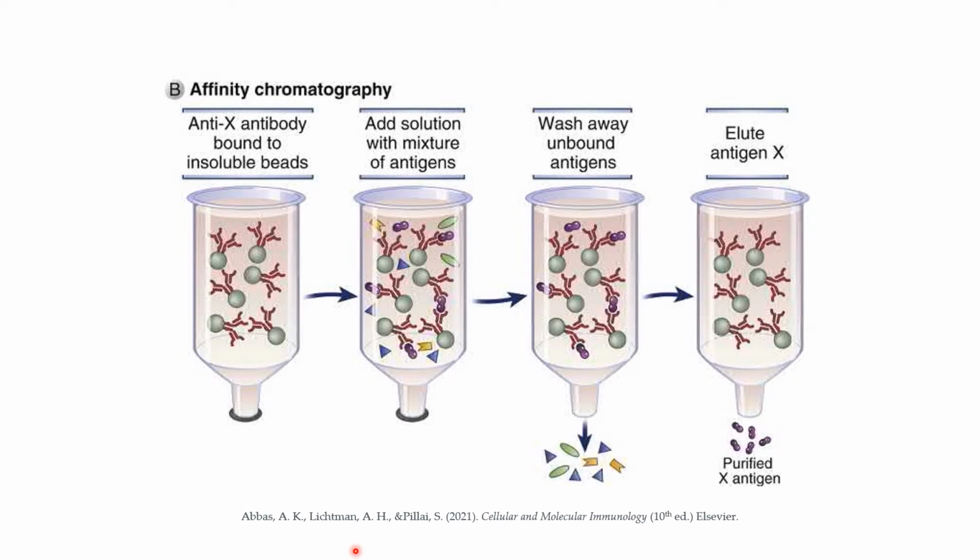What you do then is you slowly flow your sample through the column. Your target antigen will stick to the antibody. And then you wash away the unbound proteins that don't match your antibody. And finally, you elute your target antigen. You can, for example, change the pH condition or wash the column with some chaotropic agents, meaning chemical agents that can disconnect the binding between your target antigens and antibody.